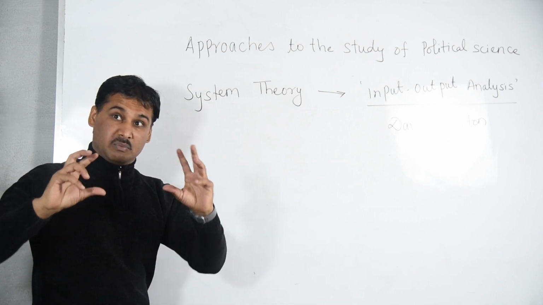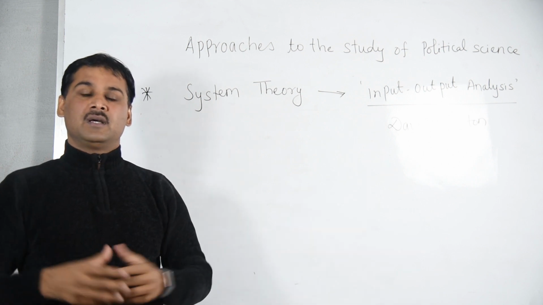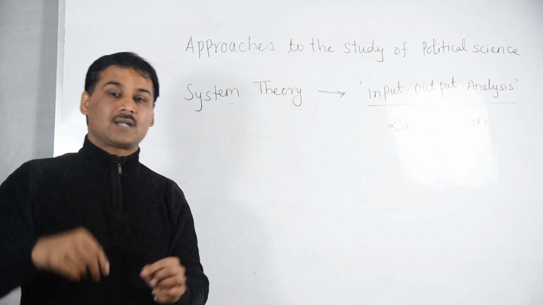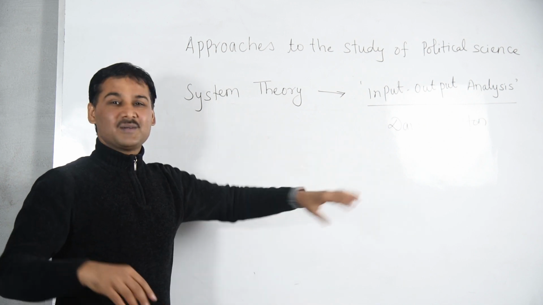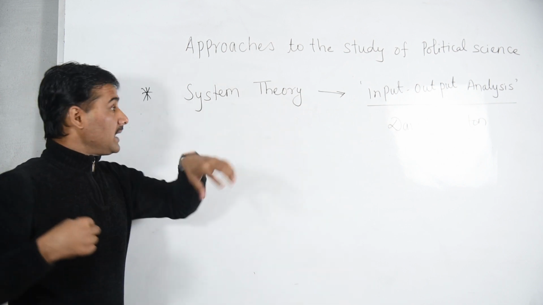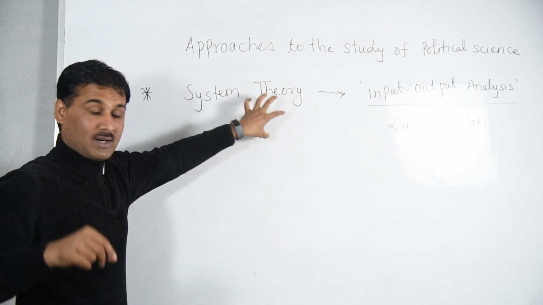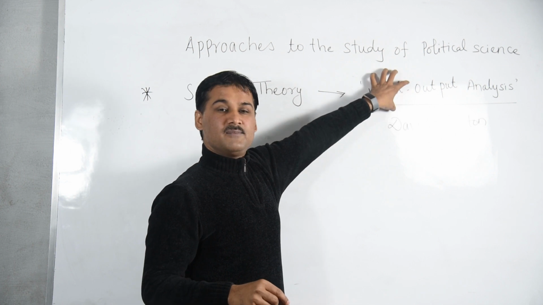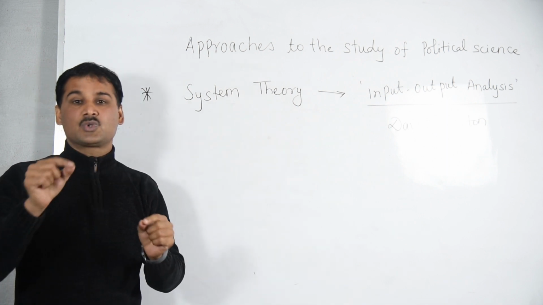But in the late 60s, David Easton came to the point that what the behavioral revolution gave to political science was not that well calculated or appreciated. That is why he himself became the propounder of the post-behavioral revolution. Today I am talking about the approaches, and this is the systems theory. What system David Easton has mentioned is important here, and what input and output analysis is, how the system functions and works, is very important for us to understand.